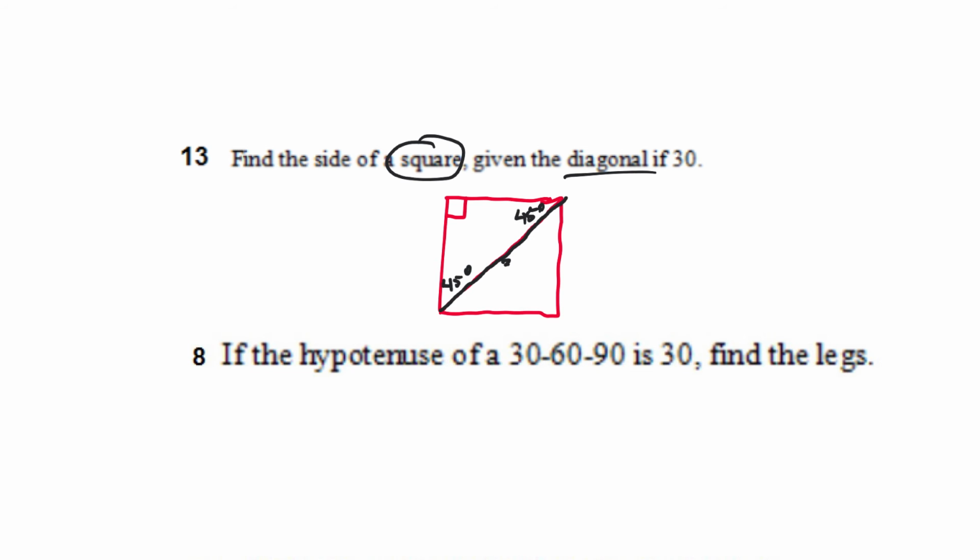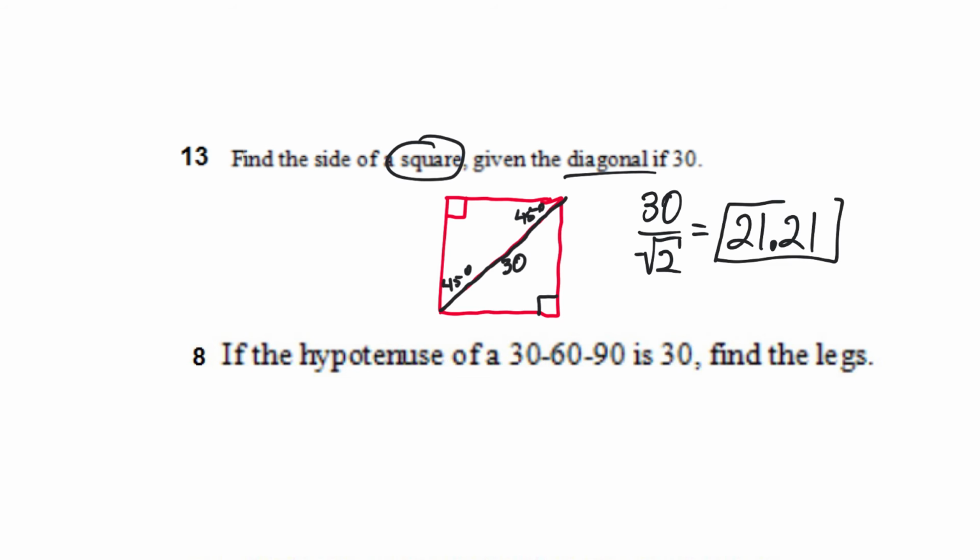And it says that the diagonal is 30. So how do we go from the diagonal back to the leg? Divide by the square root of 2 on this. So 30 divided by the square root of 2 is 21.21, whatever units it is.